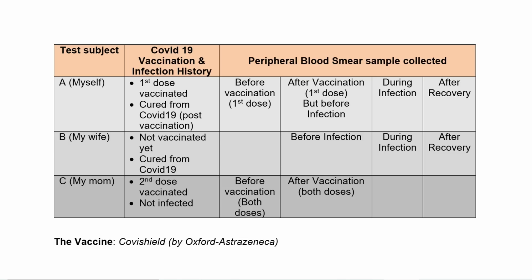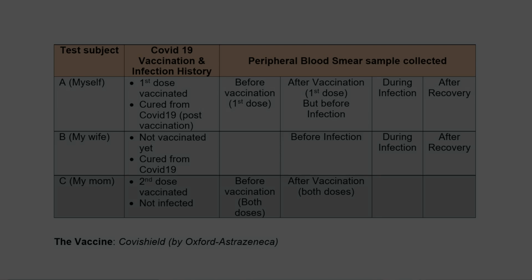Test subject C, my mom, had already got her second vaccine shot and so far haven't had any history of COVID-19 infection. Her blood samples collected from before and after her 2 doses of vaccine were examined in the test.